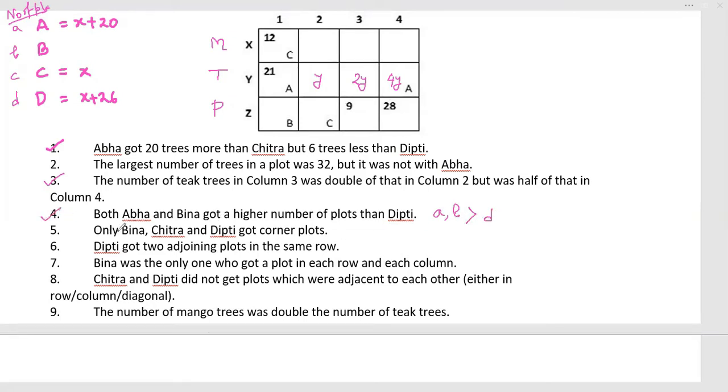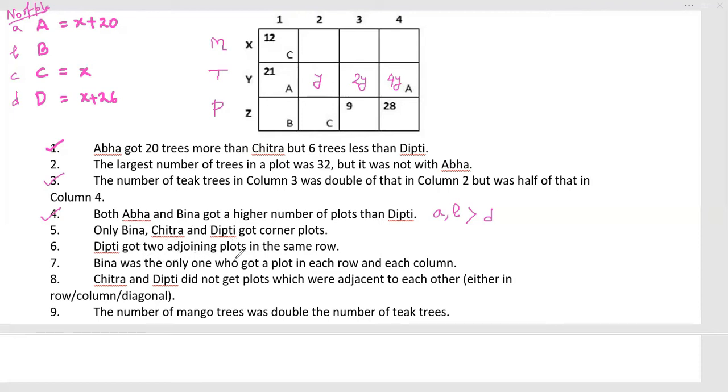So it is taken: only Bina, Chitra, and Deepti got corner plots. B and C is here, so these two would also be B, C, D. Anyway, it would be divided. Deepti got two adjoining plots in the same row. Adjoining plots in the same row, anywhere it is.